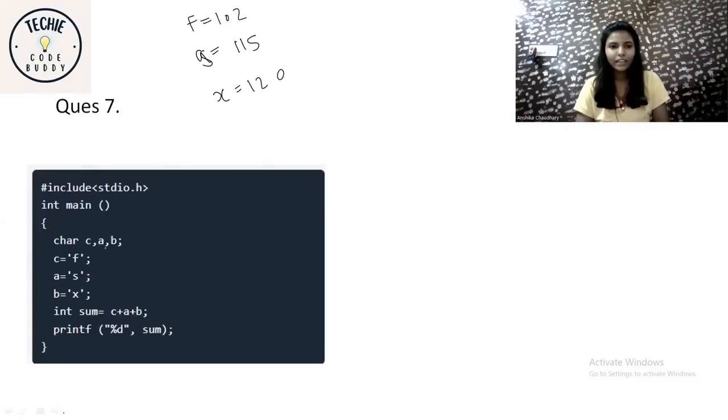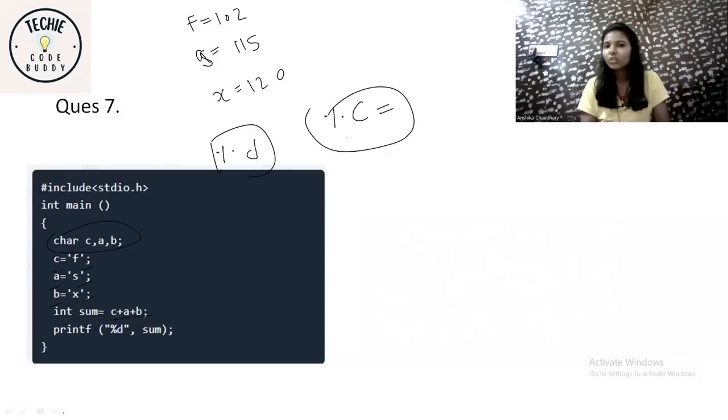Char c, a, b. There are characters c, a and b, and we are assigning some character values in these. So c assigned 'f', a assigned 's', and b assigned 'x'. Now we have to print c plus a plus b, and we have to print in the form of integer, as this is for printing integers. So this time we are performing the operation on the integer value, on the ASCII value of these.